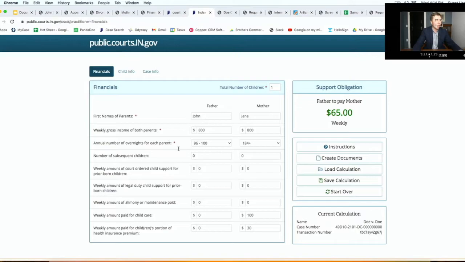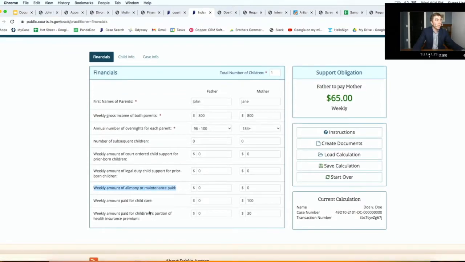You're going to look at whether there are subsequent children, whether a party is paying court-ordered child support for another prior born child, whether there's a legal duty to support another child. You're going to look at whether any alimony or maintenance is paid to the other party, and whether any child care is being paid, as well as health insurance.